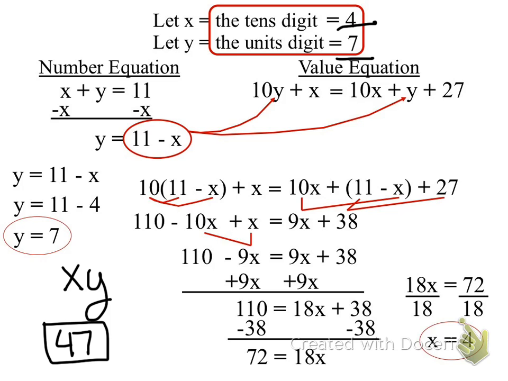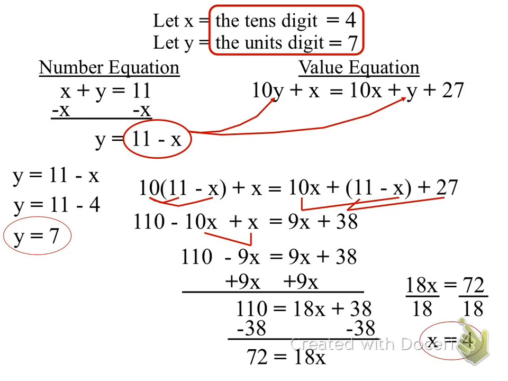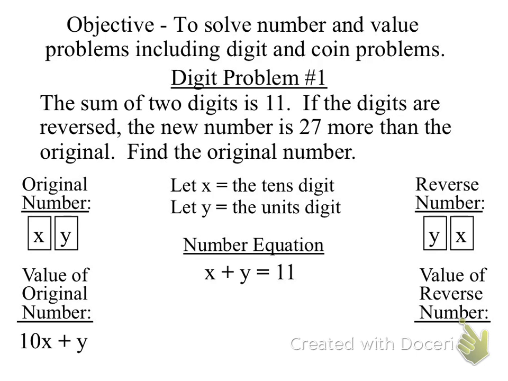Didn't the original problem say to find the reverse? Hold on. It used that as a clue. Let me, can I erase this? Okay. The original problem said the sum of the two digits is 11. If the digits are reversed, the new number is 27 more than the original. Find the original number. That's what it said.